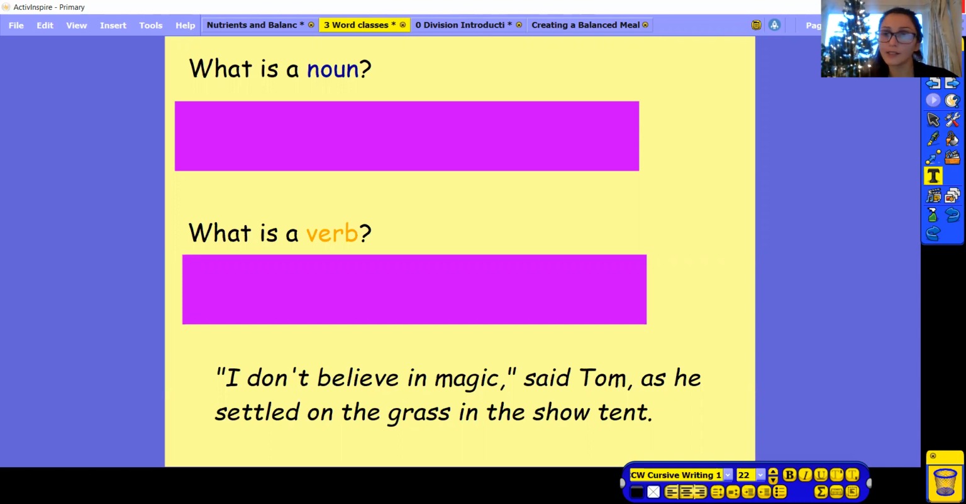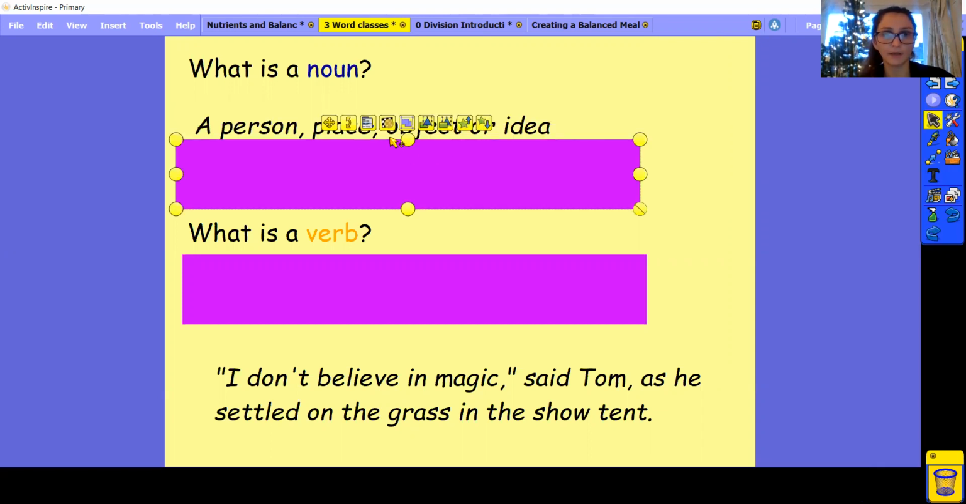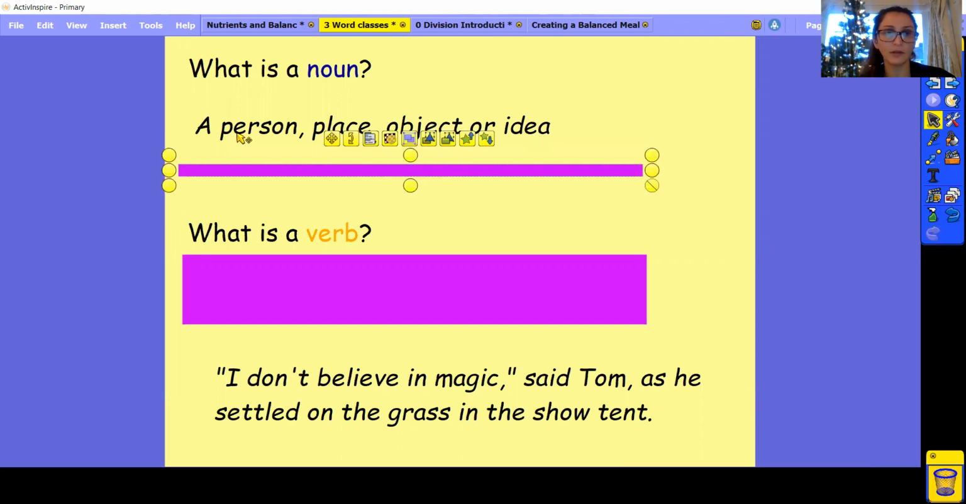So what is a noun? Have a quick pause, have a think what a noun is. Can you give any examples of a noun? What is a noun? Okay, well done if you said a noun is a person, place, object, or idea. Okay, they are the main things that a noun is. I'm getting excited for the next one.